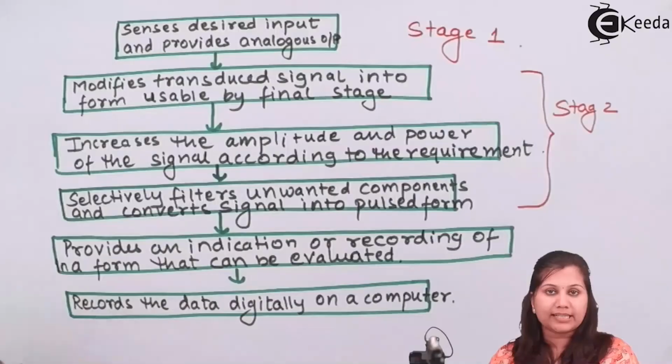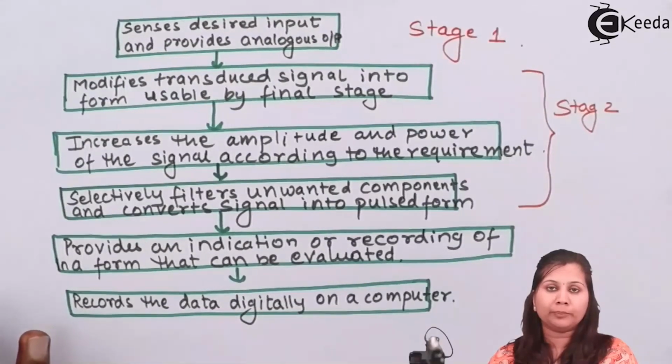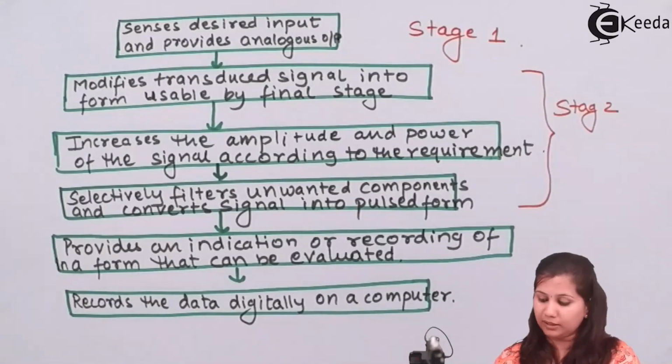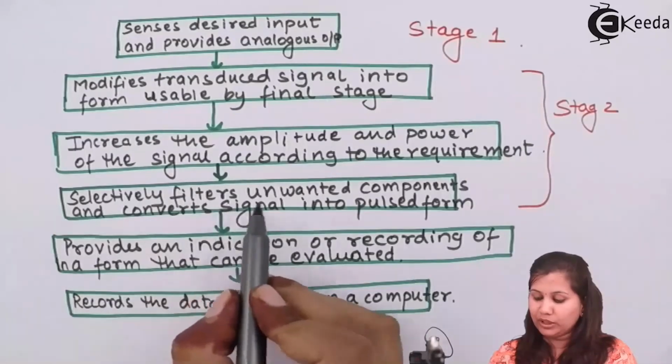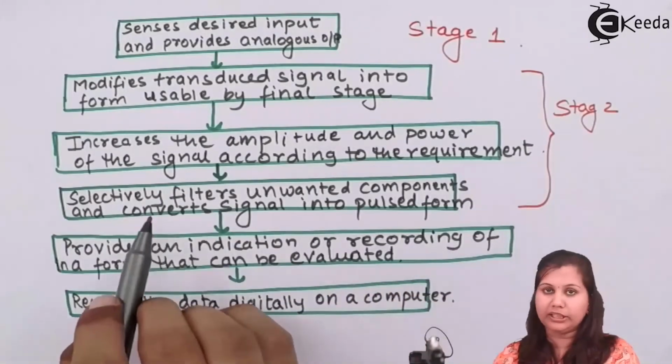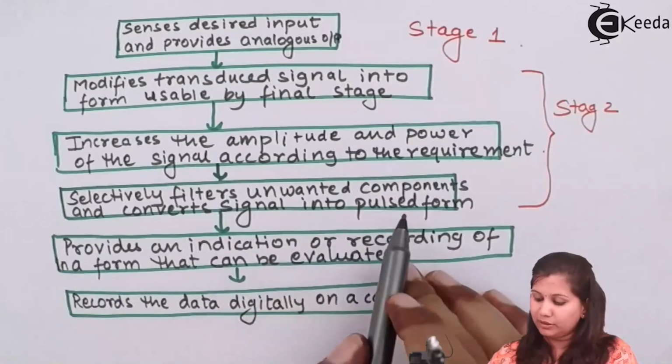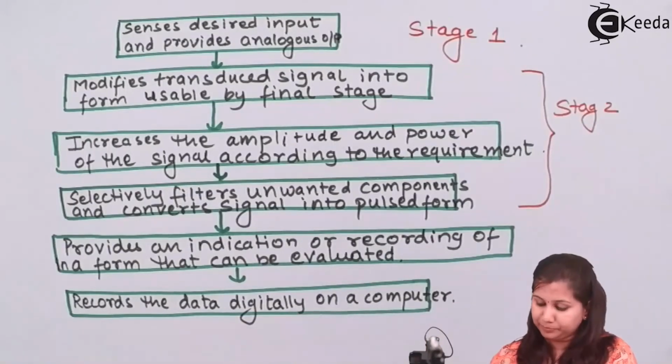Then comes the element that selectively filters the unwanted components and converts the signal into pulsed form. That is the processing element, which is going to further process the signal. Like if we want to remove unwanted signal, disturbances or noise from the signal, it is going to filter out the unwanted components and convert it into a pure signal or a pulsed form signal.